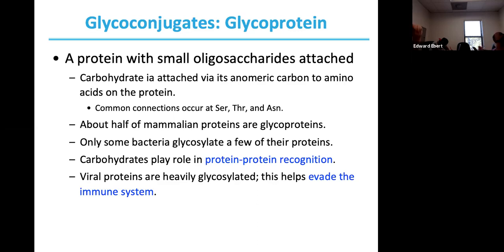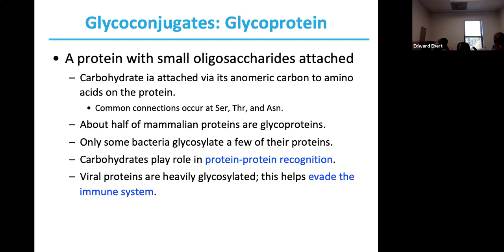Glycoproteins, we have a protein with small amounts of carbohydrates on there, as opposed to a proteoglycan, which is going to be a carbohydrate with small amounts of amino acids attached. So our carbohydrate usually gets attached with its anomeric carbon, and it will be attached to the amino acid on there. This most commonly happens at serine, threonine, or asparagine.